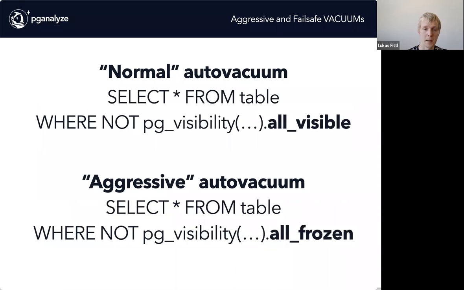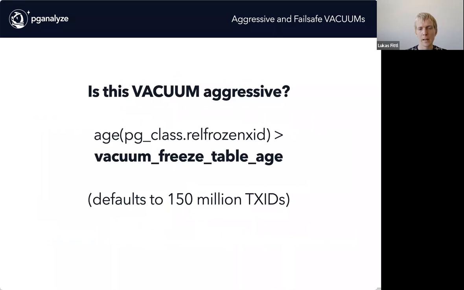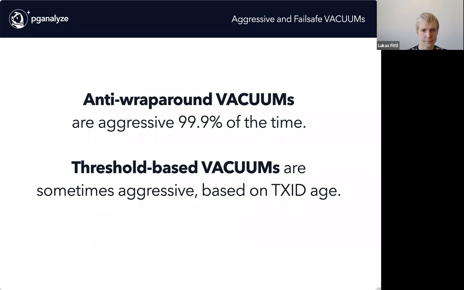One way to think about this is that autovacuum is fetching all the data from your table and checking the visibility map to say either all visible or all frozen, depending on whether it's normal or aggressive. Now, how does a particular vacuum become aggressive? It checks the frozen XID, the oldest transaction ID that's frozen in a table. If that's beyond what's called the freeze table age, which is usually 150 million transaction IDs, then a vacuum becomes aggressive.